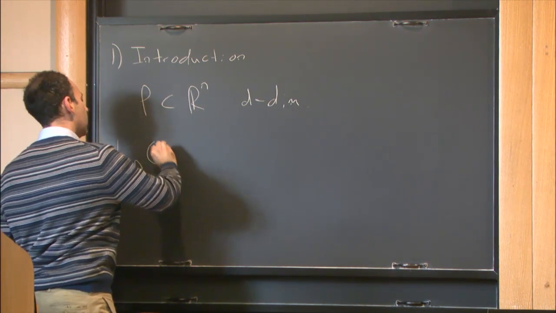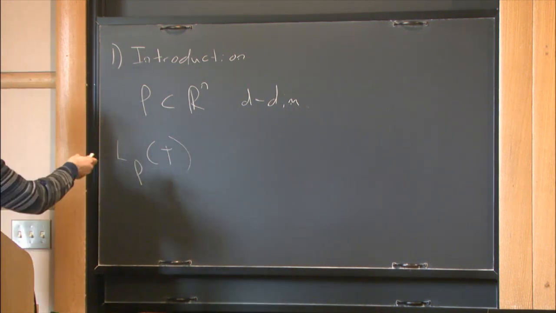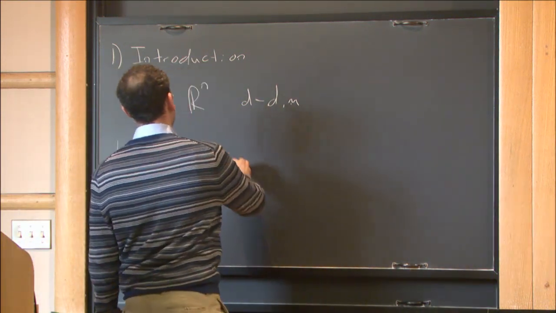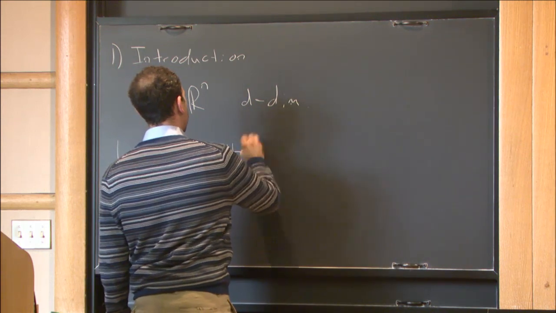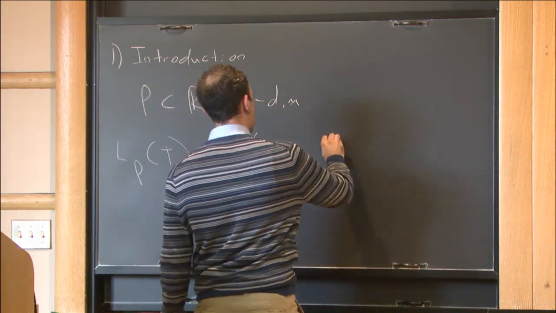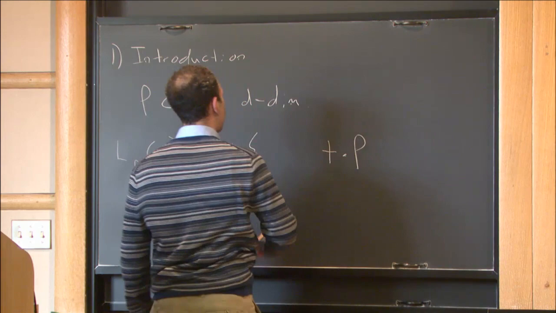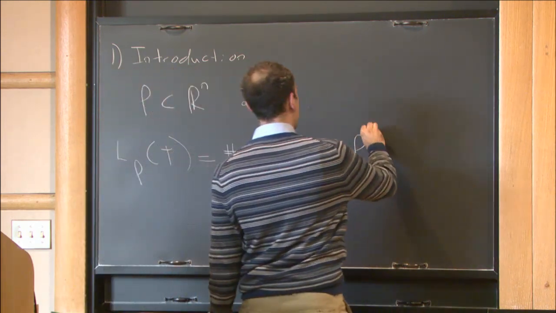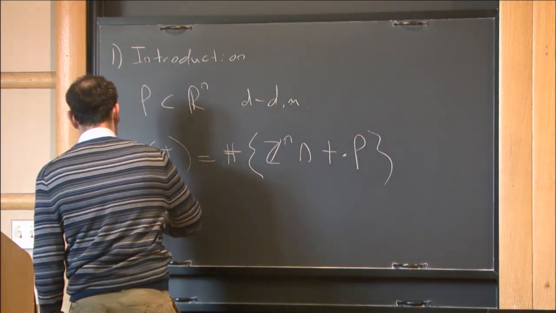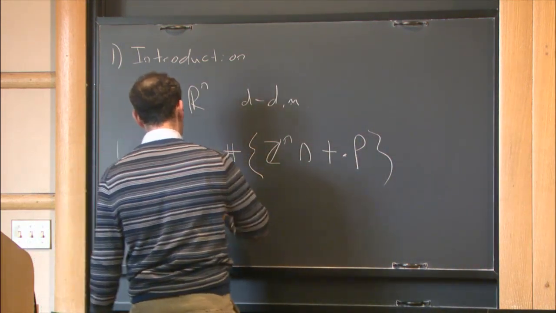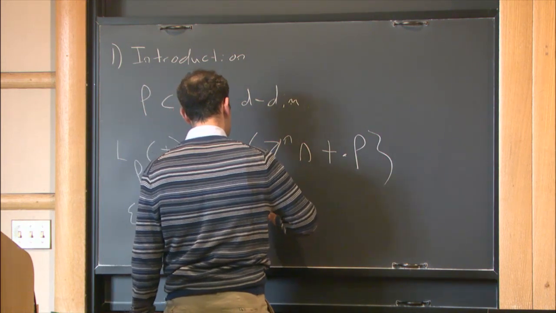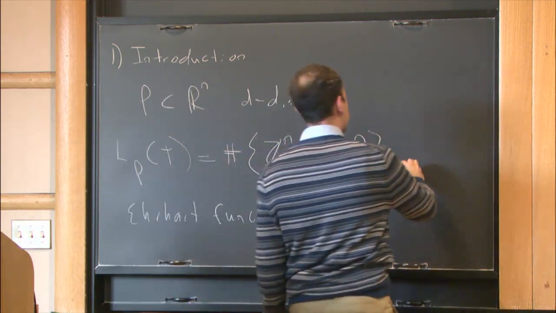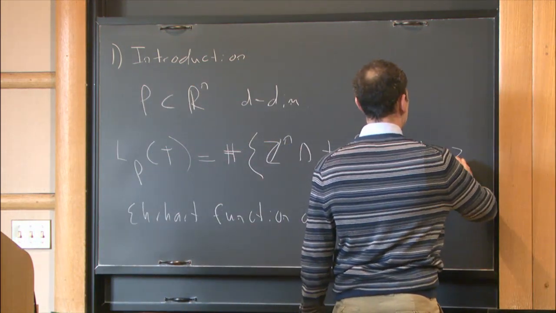So to a polytope like this, I want to associate a function. This is a counting function. What it does is count points in the polytope P scaled by t, and it counts integer lattice points in this polytope. This is called the Ehrhart function of P. It's normally studied for t a positive integer.